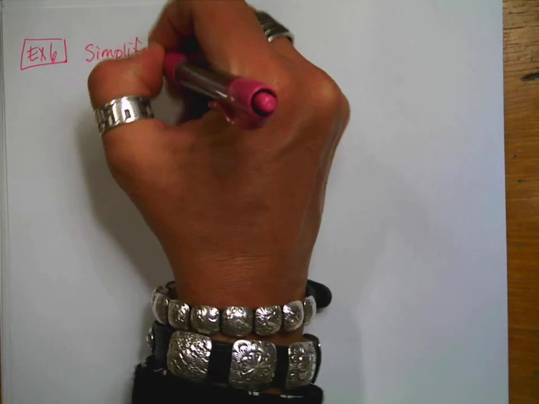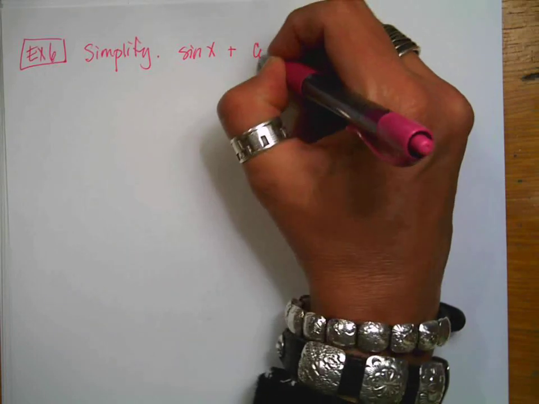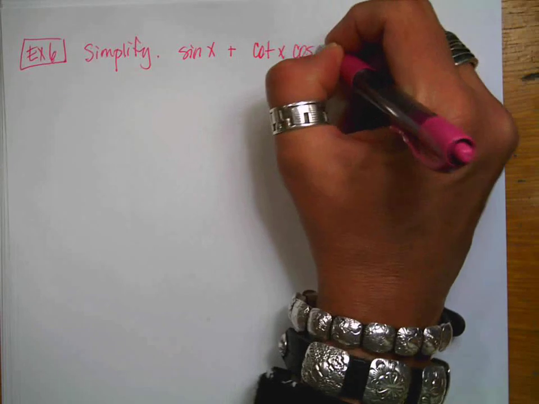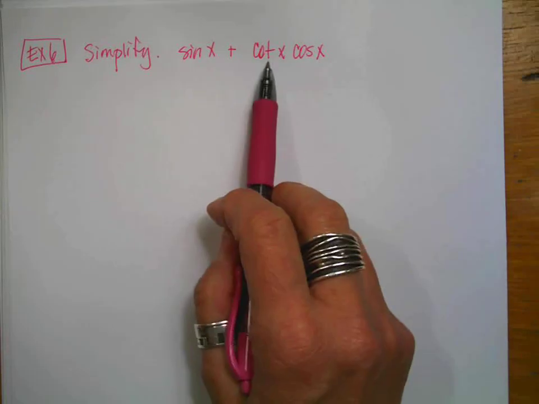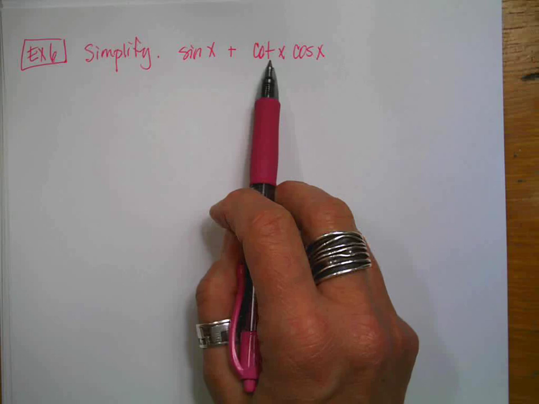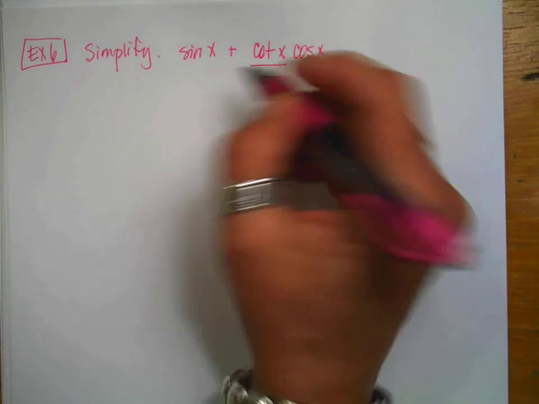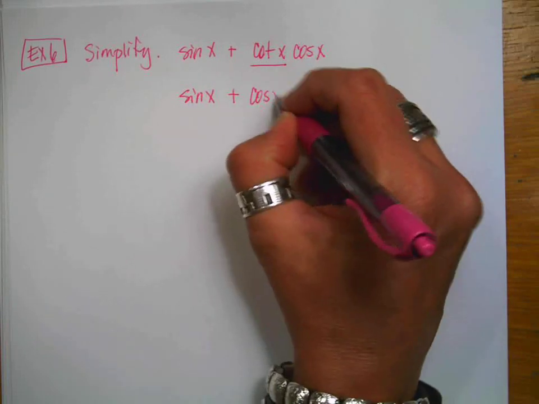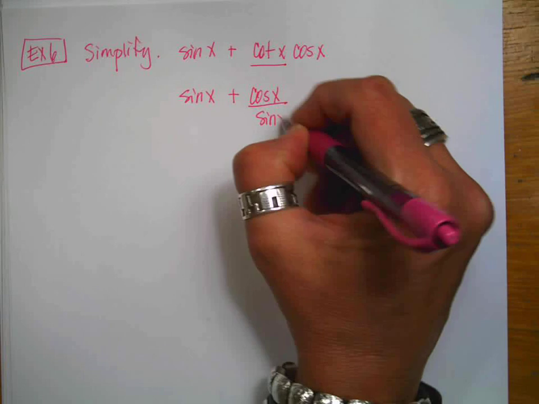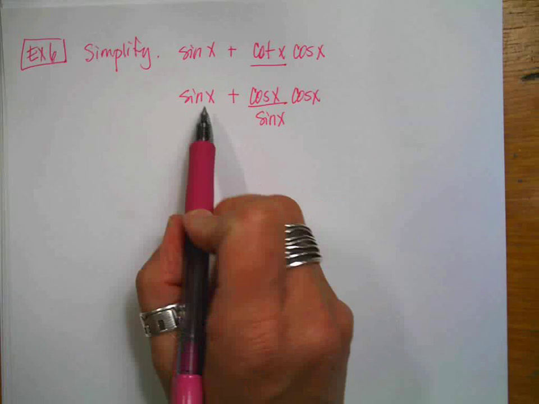asks us to simplify, because you're going to see that a lot. And this time we're going to have the sine of x plus the cotangent of x times the cosine of x. So it's the same basic process. Cotangent is a little bit unusual. It's a function that's in terms of sine and cosine. So I would start by rewriting cotangent. So I'm going to write this as the sine of x plus, cotangent is the cosine of x over the sine of x, times the cosine of x.